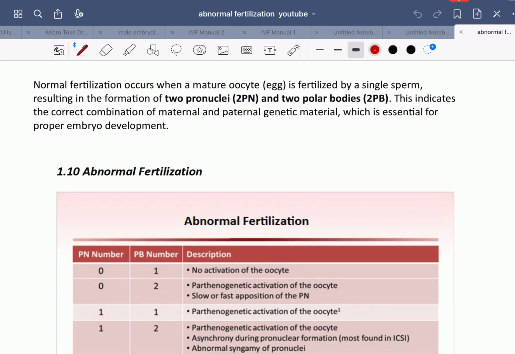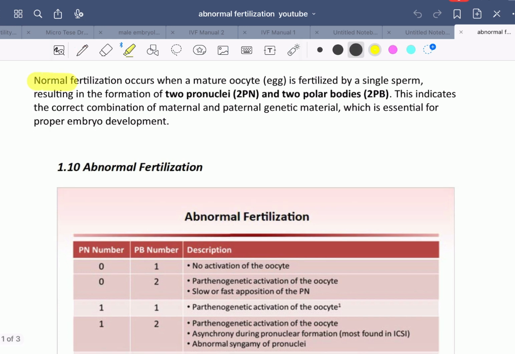Hi, today's topic is abnormal fertilization. So, to understand abnormal fertilization, we need to understand normal fertilization first.